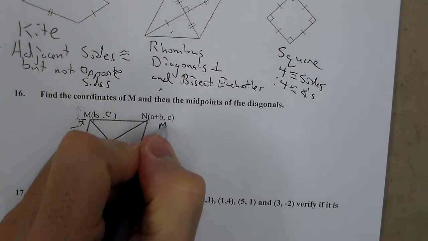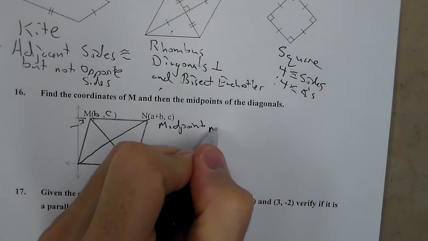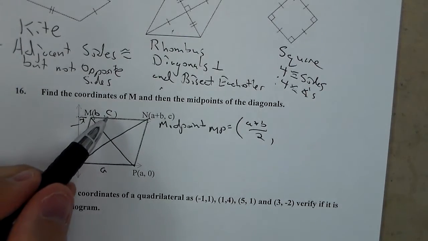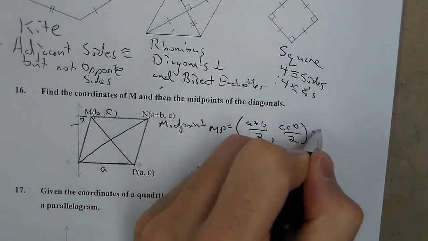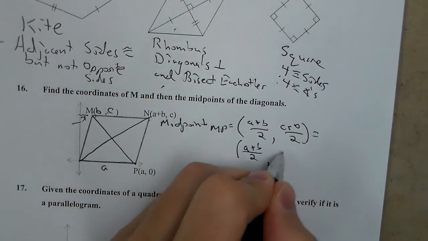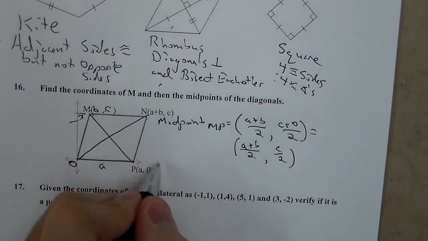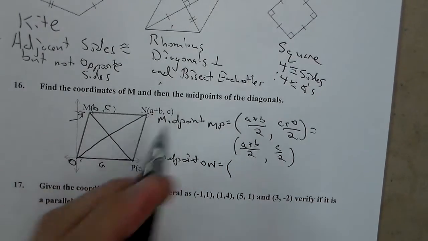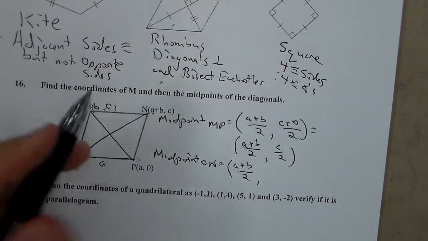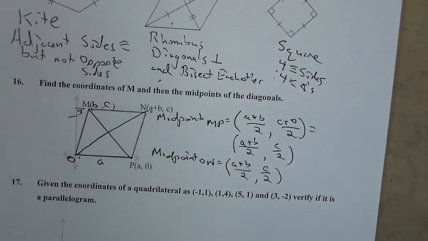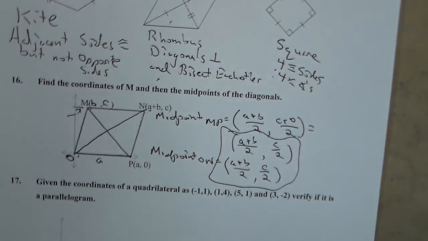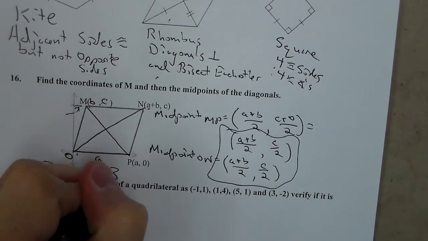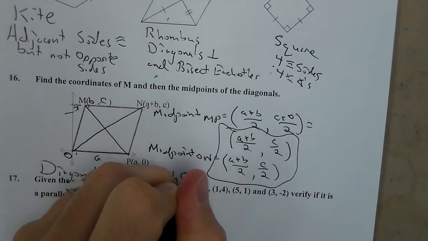We draw these in. The midpoint of, we'll go MP, is add the x's, divide by 2. That's going to be a plus b over 2. Add the y's, divide by 2, c plus 0 over 2. We get a plus b over 2, c over 2. Now for our other point, we'll call that ON, with the midpoint, we get 0 plus a plus b, or just write a plus b over 2, and then 0 plus c over 2. We get that midpoint. Now we notice these two things are the same. That means that the midpoints are the same point on each diagonal. That would indicate that the diagonals bisect each other. And that is one of our properties to get a parallelogram.